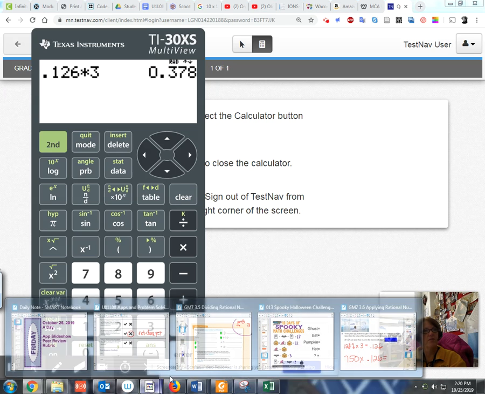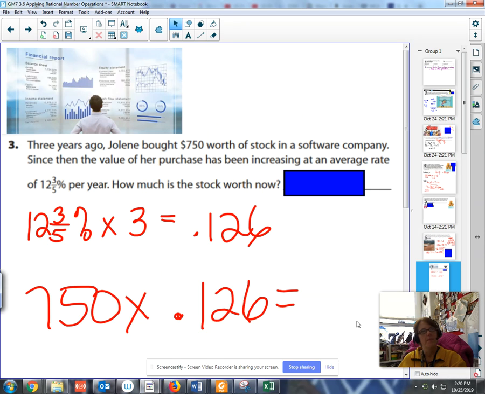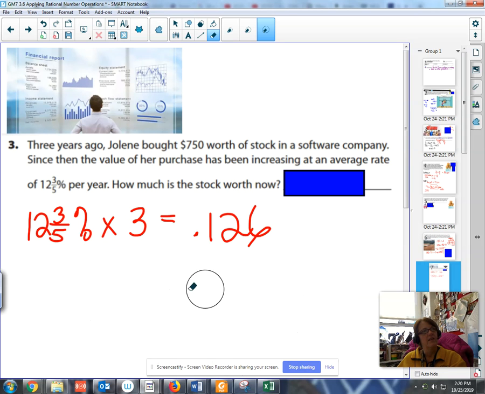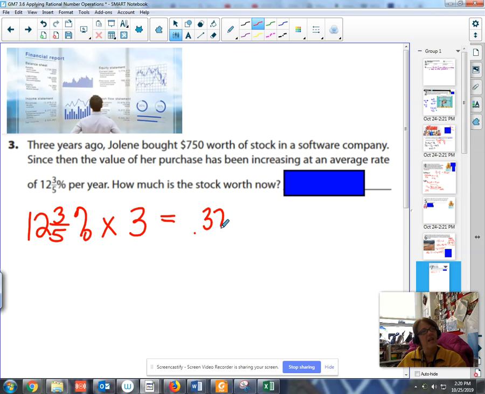0.378. All right, so I'm going to hop over here. We're not doing this part yet. Make that go away. This should be 0.378. Now we're going to take this because this is basically 37.8%. Now I take this times 750 to see how much money we've gained.